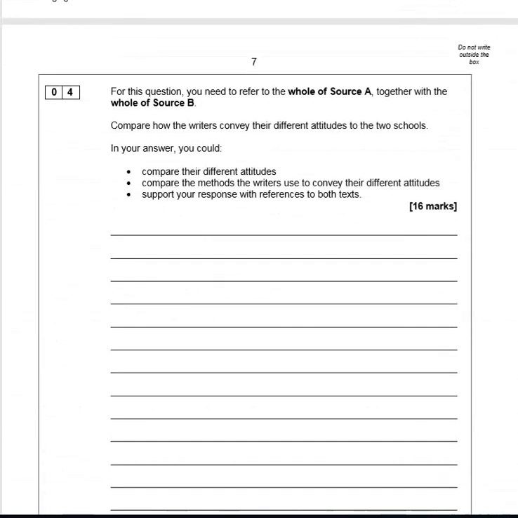Now question 4, an interesting question. On first glance, it looks very similar to question 2. For this question, you need to refer to the whole of source A together with the whole of source B. So we're looking at all of source A and all of source B. Compare how the writers convey their different attitudes to the two schools. Now we do get advice here. In your answer you could compare the different attitudes, compare the methods the writers use to convey, and support your response with references to both texts. So it spells out how we answer that question.